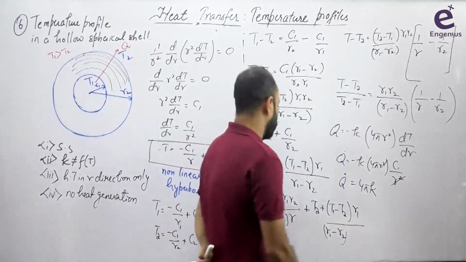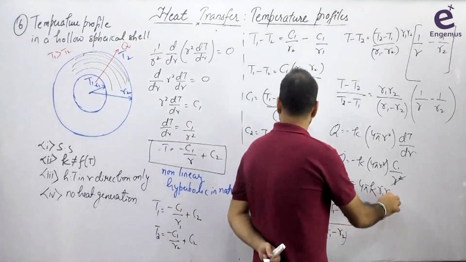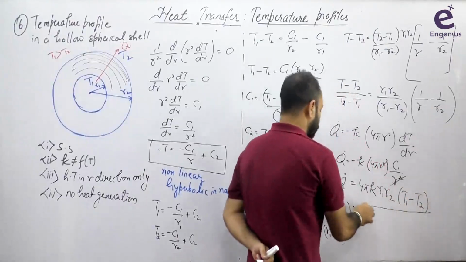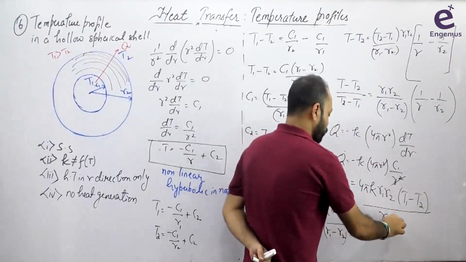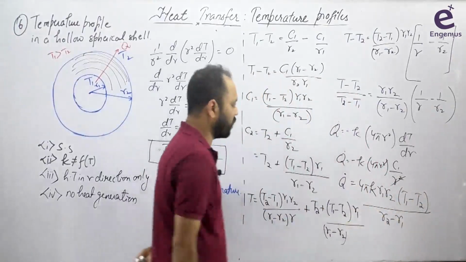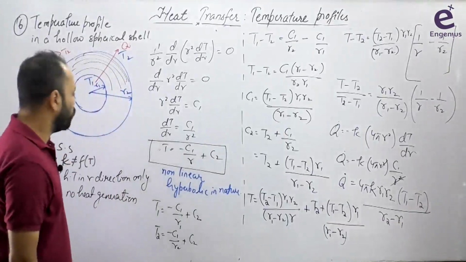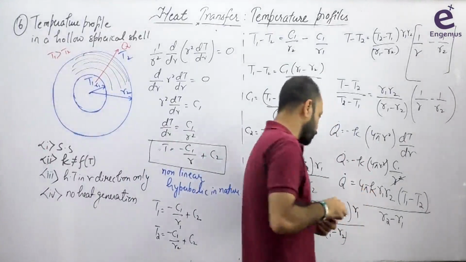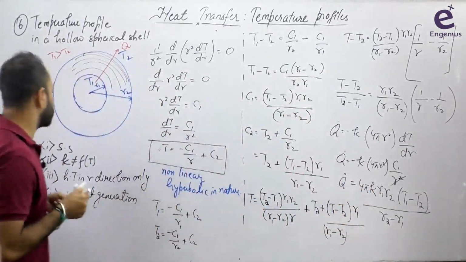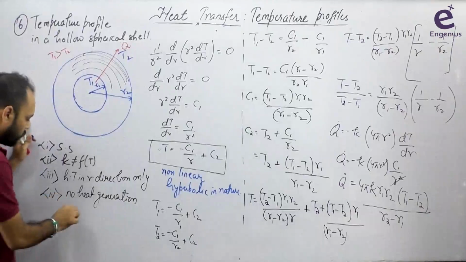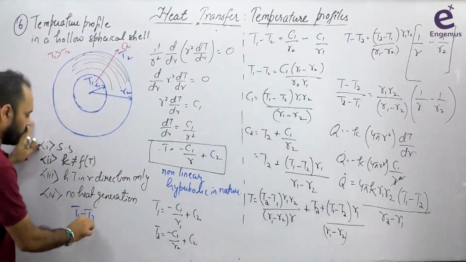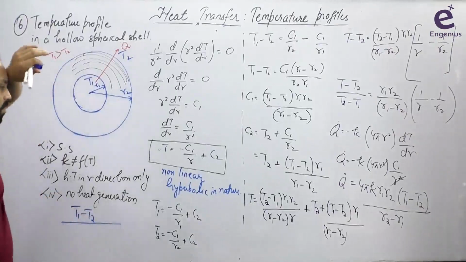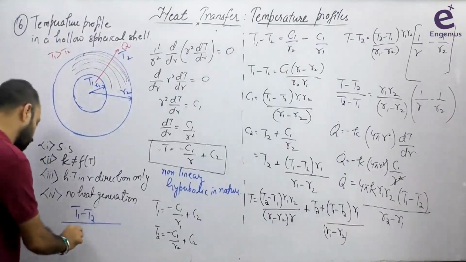What is C1? R1 R2 into T1 minus T2. We always write in the form of high minus low, so I am not changing to T2 minus T1; I am making this R2 minus R1. Is that okay? R1 minus R2 becomes R2 minus R1 to remove the negative sign. From here we can conclude that you can write this equation in the form of driving force and resistance: T1 minus T2 divided by R2 minus R1 by 4 pi k R1 R2.